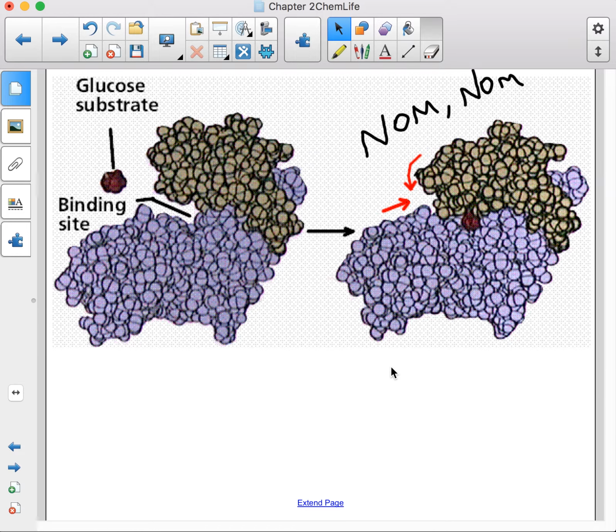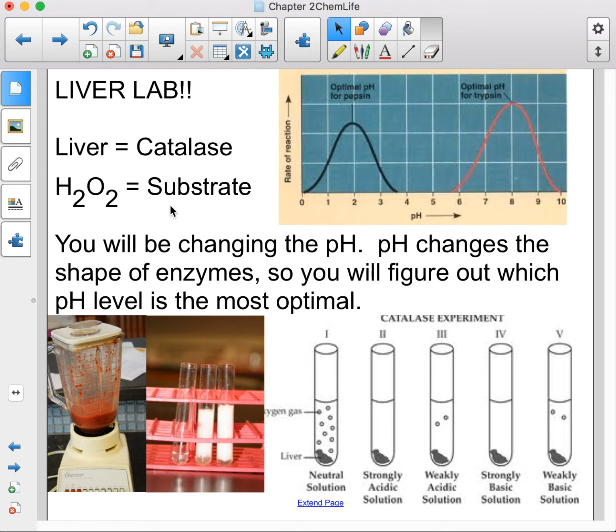Okay, so that is 2.5 in a nutshell. I'm going to talk a little bit about the liver lab tomorrow. So in your liver lab tomorrow, we're going to look at beef liver, and inside beef liver is an enzyme called catalase that breaks down H2O2, a very deadly substance, into water and oxygen gas.